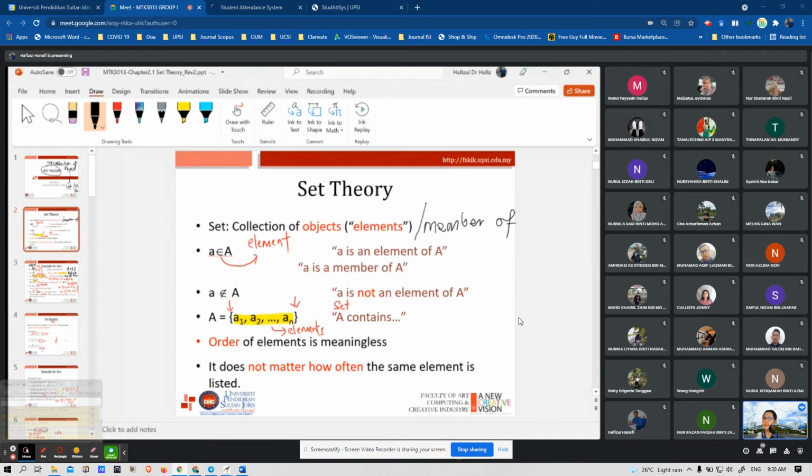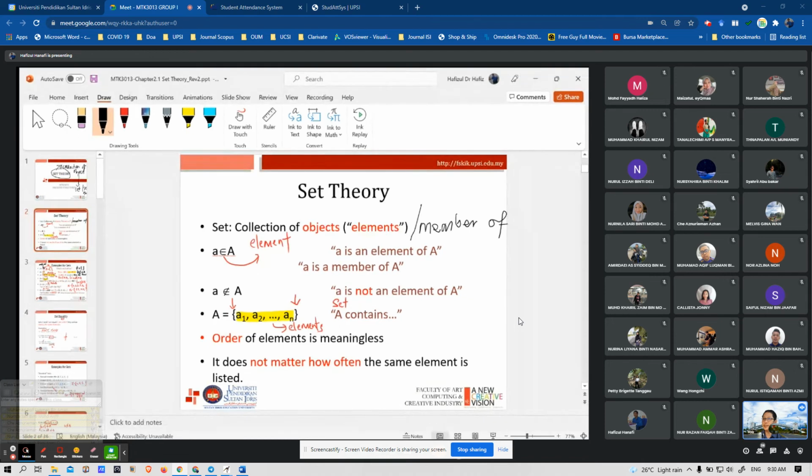And b is not a member of A because b is not in the set A. When you want to represent the set A, it is defined by brackets. The order of the elements is meaningless, meaning that you can list the elements in any order. And it does not matter how often the same element is listed.